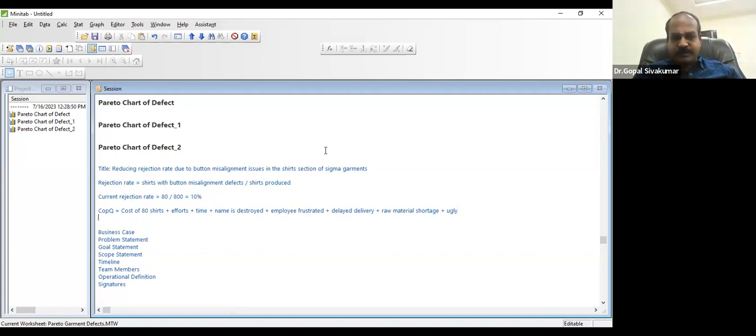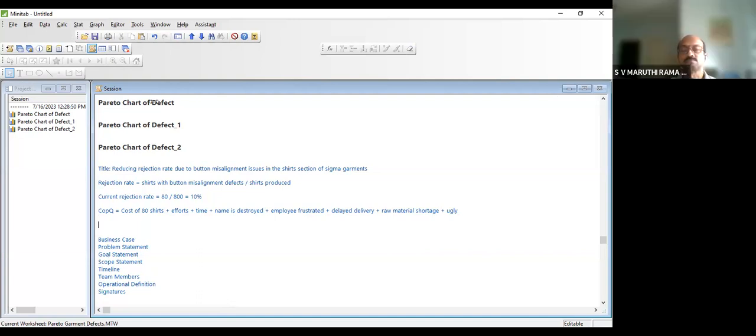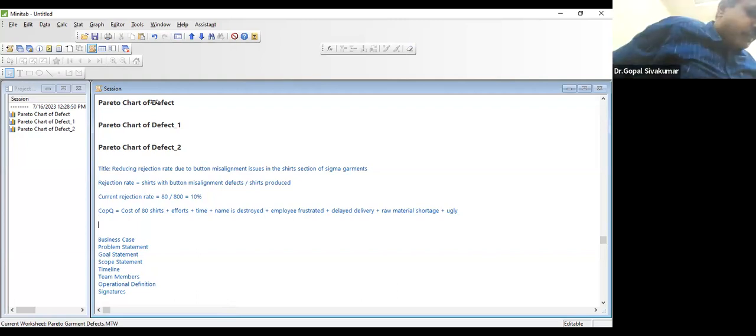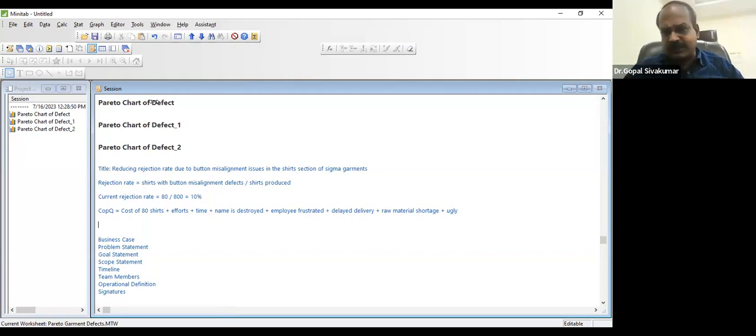The more mathematical you are, the more projection you can make. Some little knowledge is required, isn't it, to convert everything into dollars? It's not that difficult. Correct. Not that difficult, but some effort is required. But if you don't want, sometimes we don't calculate everything. So in those cases, cost of poor quality will be just the 80 shirts.